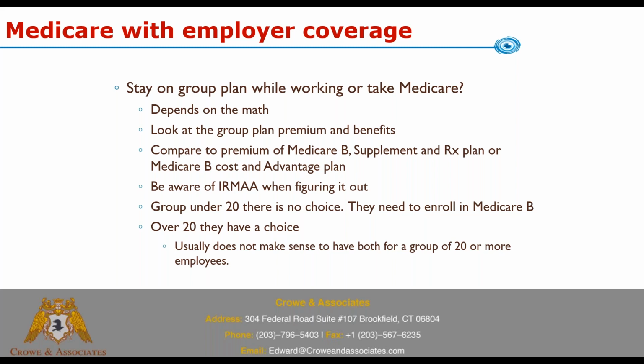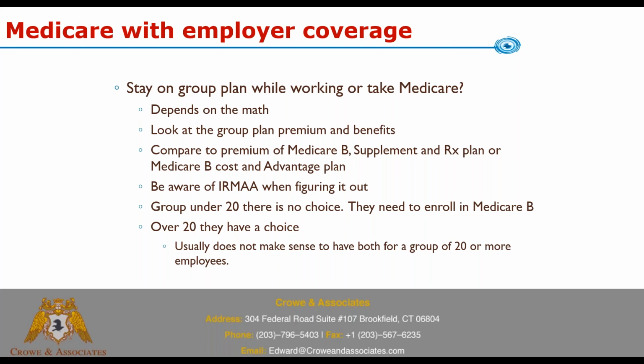So if they're with a group of under 20, they're 66 years old, and they're asking you, should I apply for Medicare Part B and get Medicare, or should I stay in my group plan? There's really no choice for them because they're a group of under 20. Even if they stay in the group plan, they need Medicare Part B regardless, even if they're actively working and have coverage through work. So that kind of takes the guesswork out of it for you.